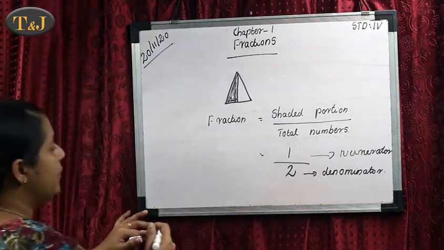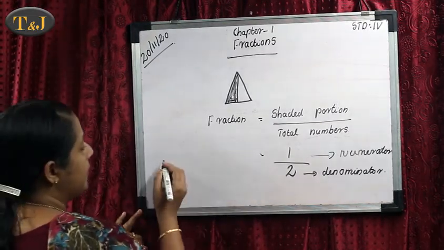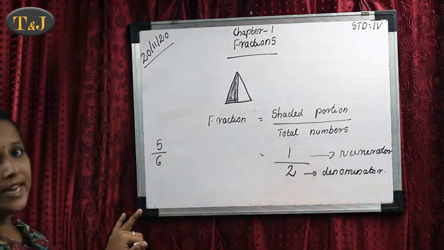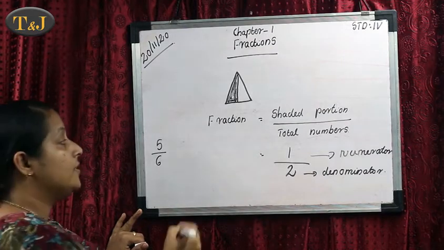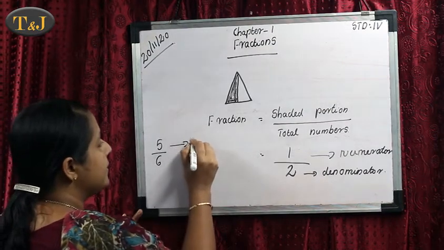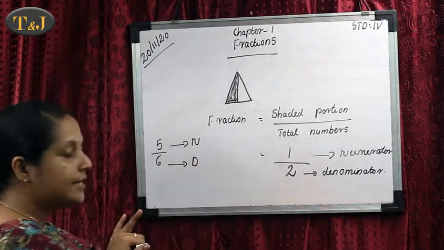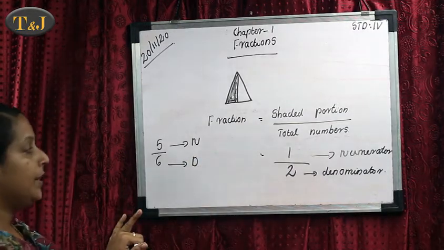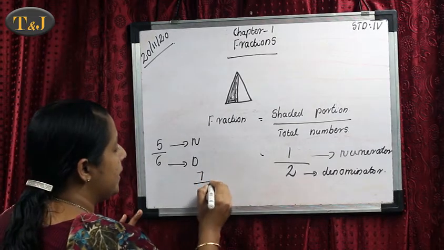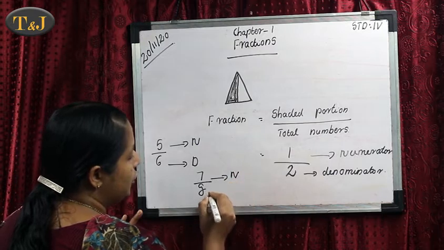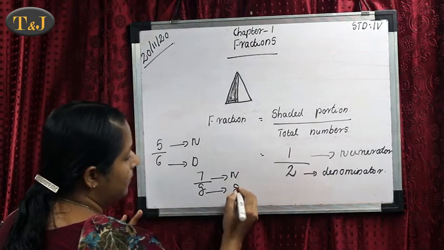Then next we find the numerator and denominator. Some examples for you. Given the number 5 by 6, which is the numerator and which is the denominator? Yes, 5 is the numerator and 6 is the denominator. We just write the letters n for numerator and d for denominator. Then our next is 7 by 8. So our numerator is 7 and our denominator is 8.